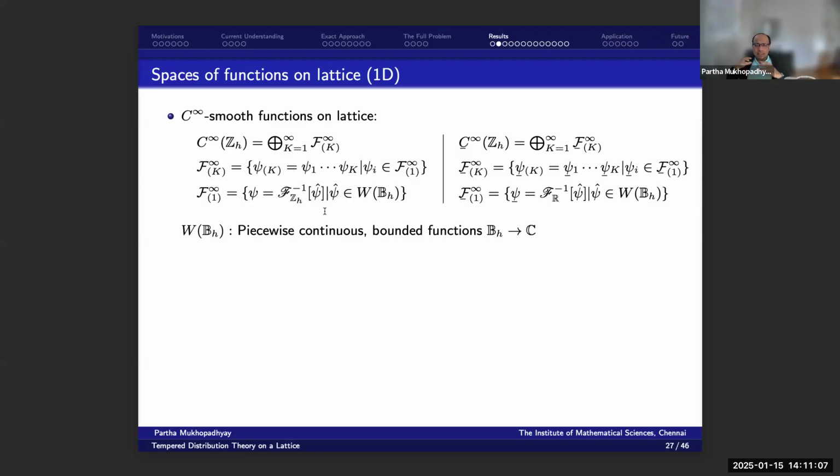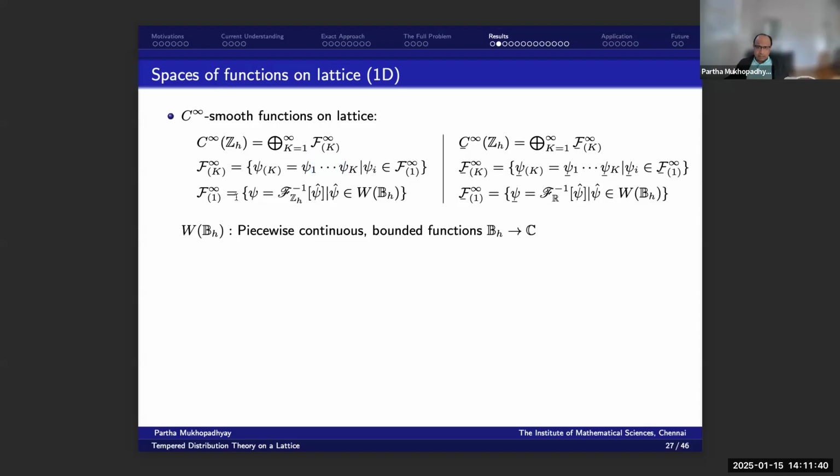So just like on R, let me take one dimension. Just like on R, I have C infinity smooth functions. I have to define C infinity smooth functions on Z, on the lattice. And that is given by this. So a C infinity smooth function on Z is given by this direct sum, where F1 is called the fundamental field, and then Fk is the degree k field, which is a product of k fundamental fields.